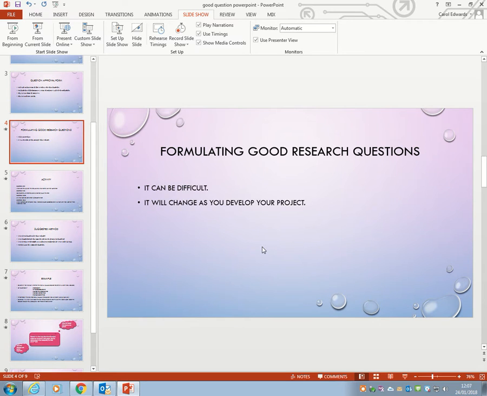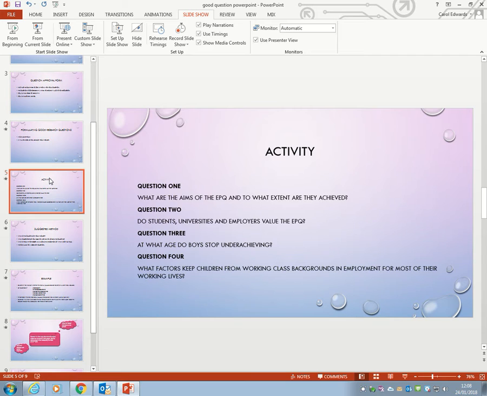So what makes a good research question? Well, we all acknowledge that it can actually be quite difficult to get the research question right. And I think you do have to bear in mind that you will need to change your ideas as you work through. So let's just have a look at a few questions that we can consider to see whether or not they're good questions.